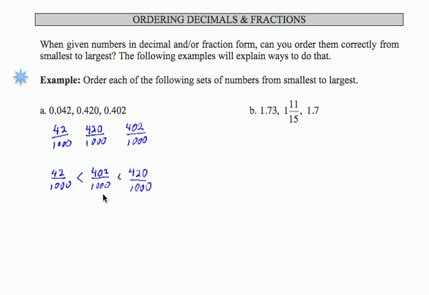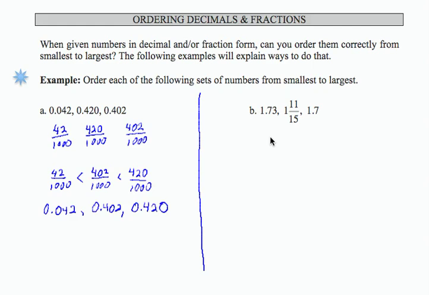So let's take that back to our original numbers so we can put them in the order that they should go. 0.402, 0.420. Draw a line here.